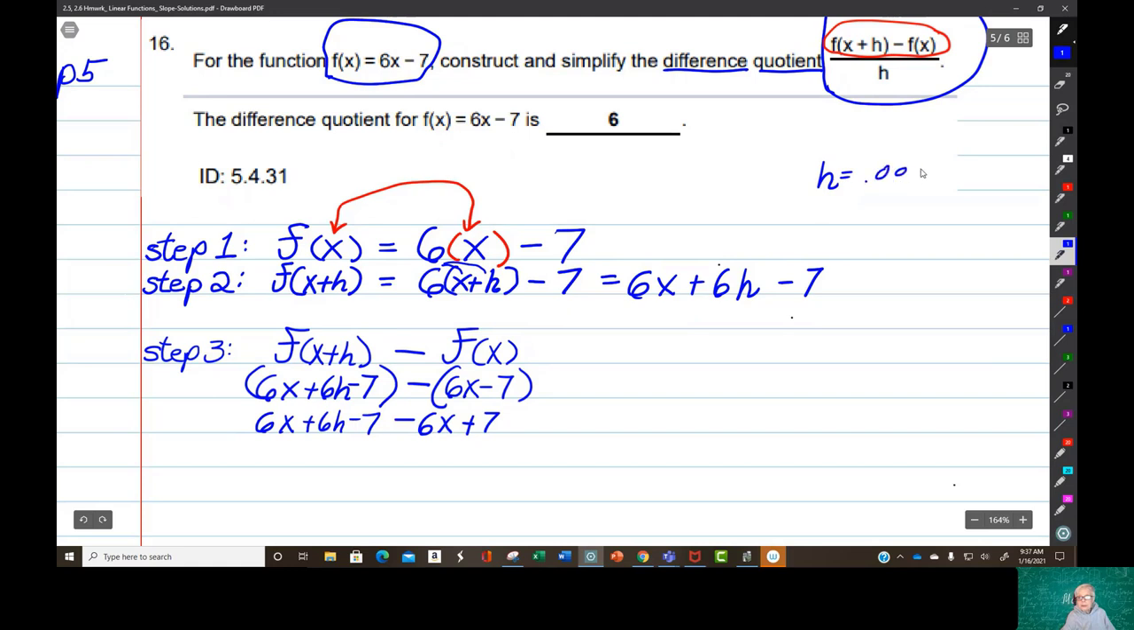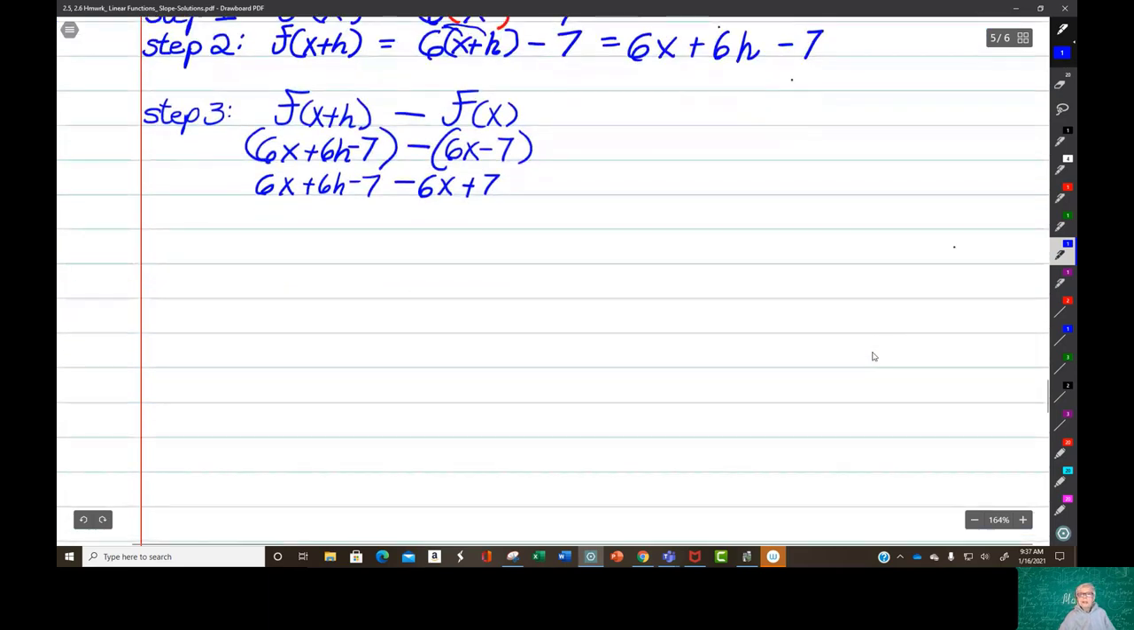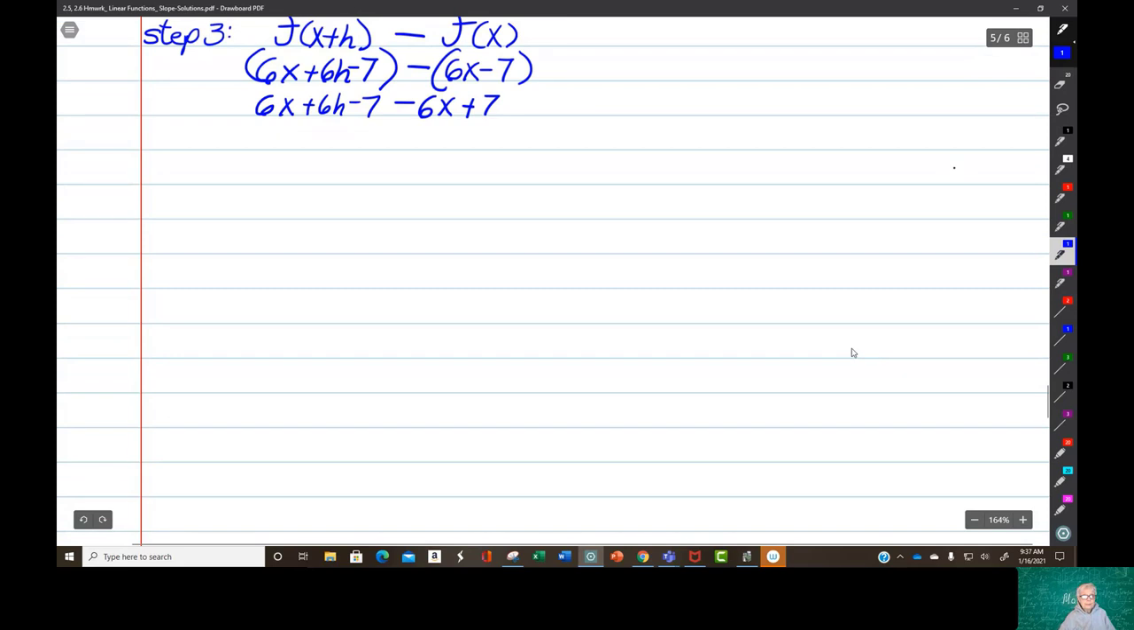Usually it's like 0.000003 or something like that. You don't want to write that. So we just call it h. Now I'm going to combine like terms. 6x and 6x are like terms. I have 6x minus 6x. Well, that gives me 0. I have negative 7 plus 7. Negative 7 plus 7 is 0. So what I'm left with is just 6h.